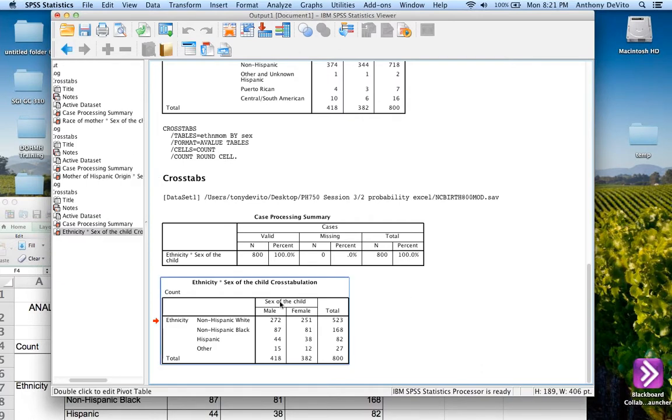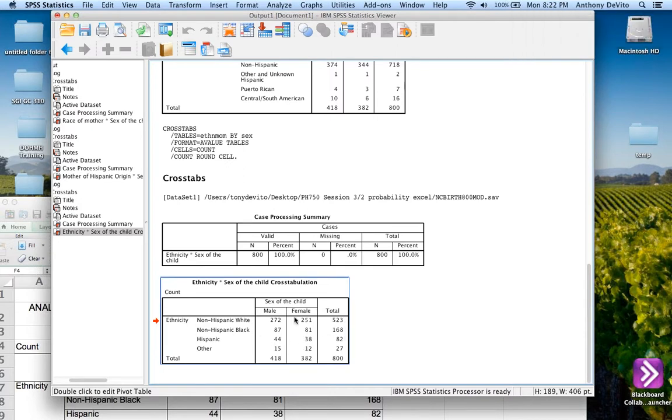Okay, and all it did was go through there and count how many male children there were. Well, there were a total of 418. How many female children? 182. How many of those were Hispanic? How many of them were non-Hispanic black, non-Hispanic white? How many of them were other? That's Pacific Islander, and so on and so forth. Okay, and it calculated that. What's the total number of male, non-Hispanic?